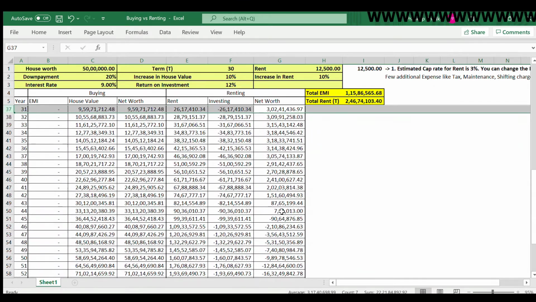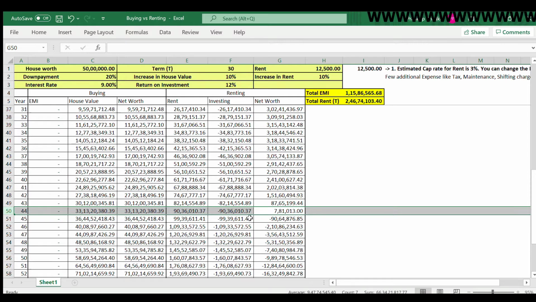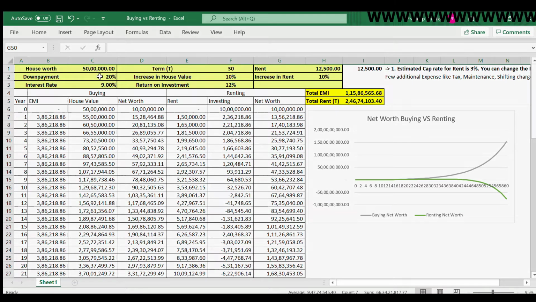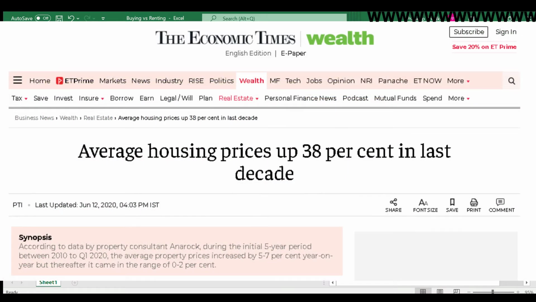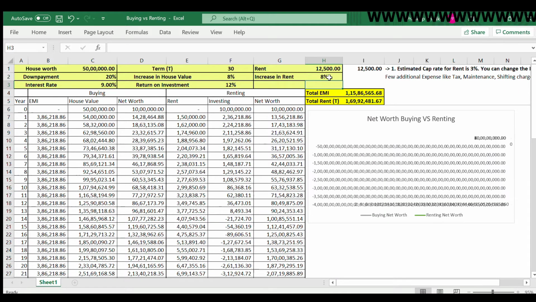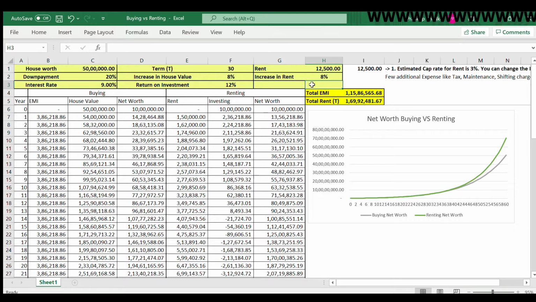That is up to year 44. At least you will have some net worth. After that, the whole investment also would have gone down. But the magic over here is that, as per a few estimates, the increase in house value is only around 8%, and similarly the increase in rent is also estimated to be around 8%. So in this case as well, you will see that in such a scenario, renting will start making sense.